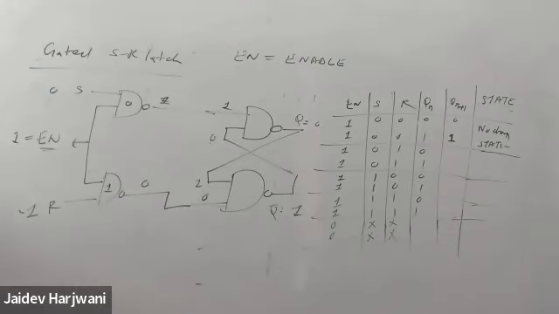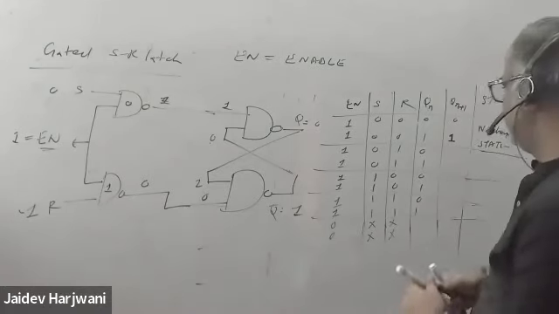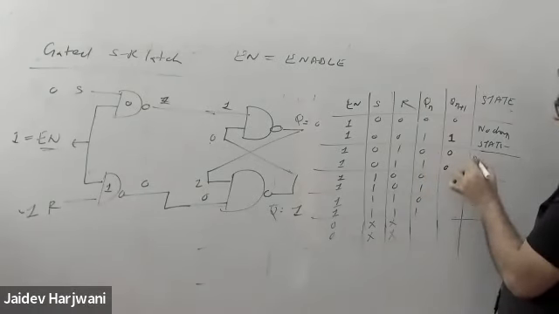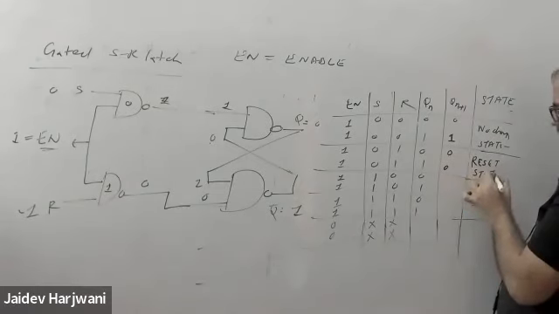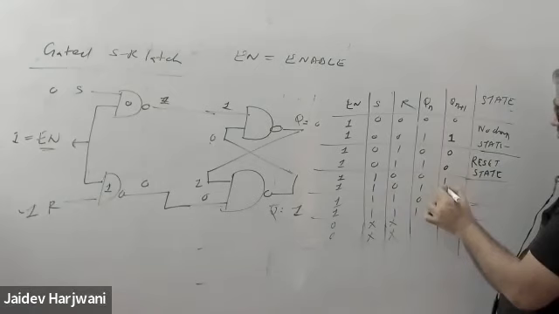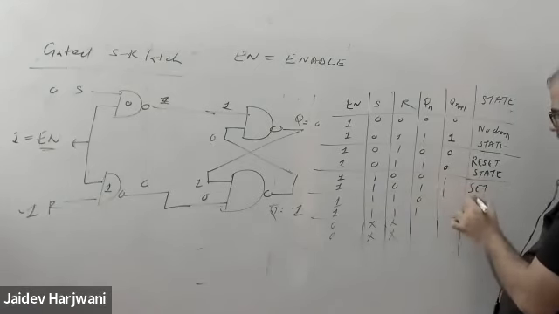So 0 0. Very good. So that means this becomes 0 0. That is your reset state. Similarly now if you do for 1 0, this will give you 1 1 set state.